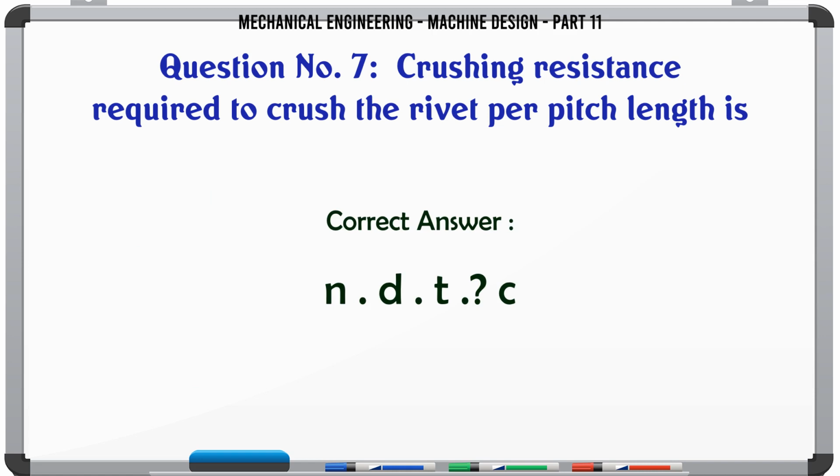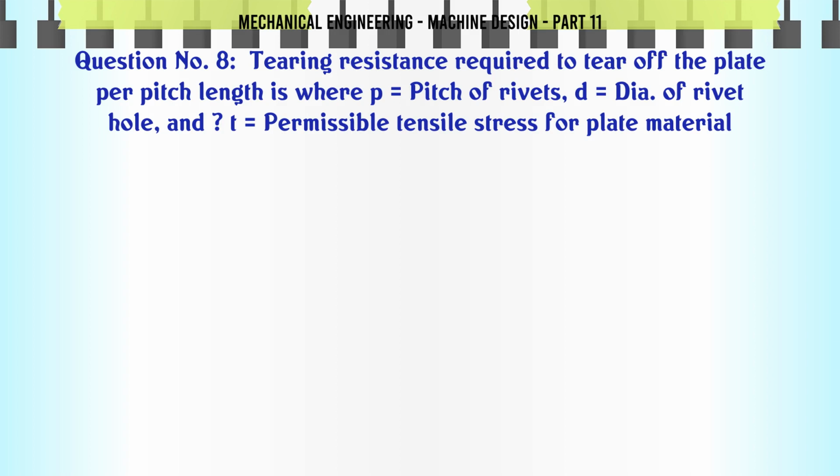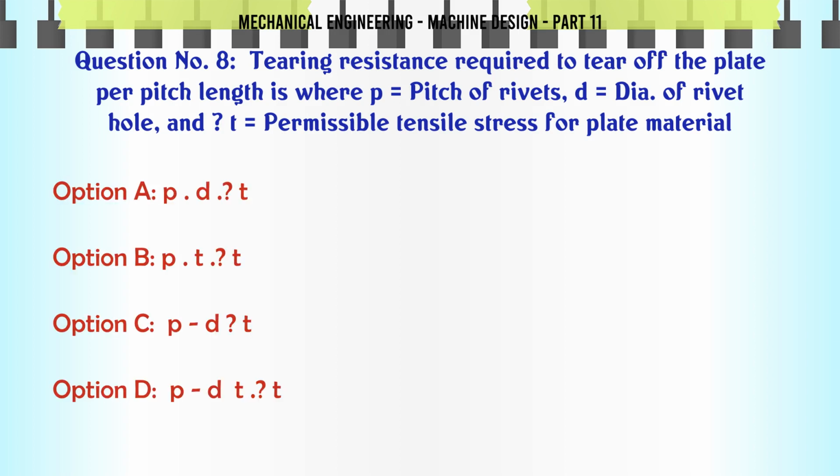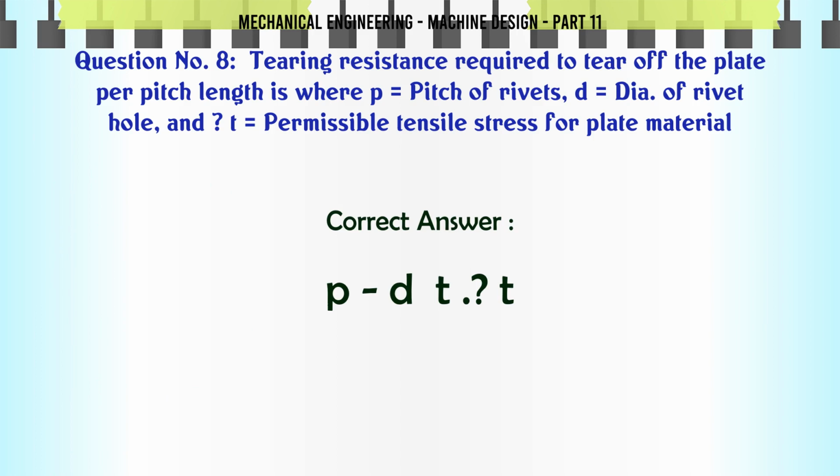Tearing resistance required to tear off the plate per pitch length is, where p is the pitch of rivets, d is the diameter of rivet hole, and t is the permissible tensile stress for plate material. A. p. d. t. B. p. t. C. p. D. The correct answer is p.